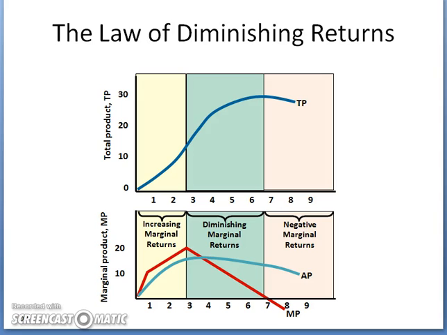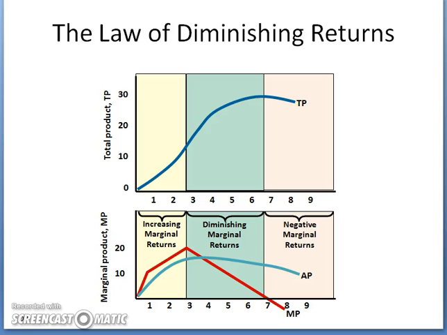Here we have the law of diminishing returns shown graphically. The top graph is total product. So we see in the yellow beigeish segment increasing returns. In the green segment we see diminishing returns. And finally in the peach segment we see diminishing returns as total product begins to fall.